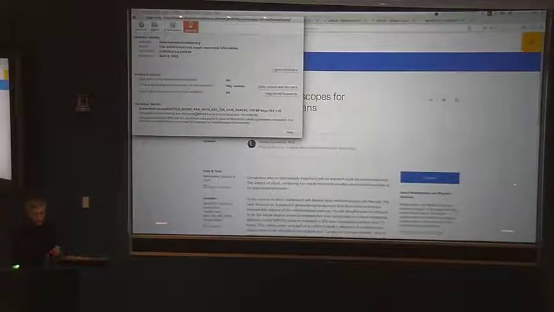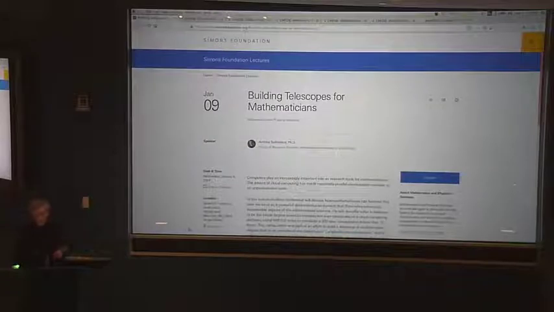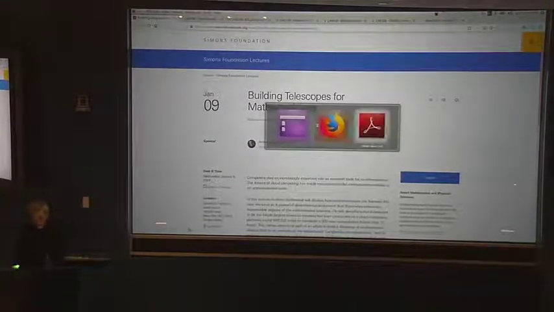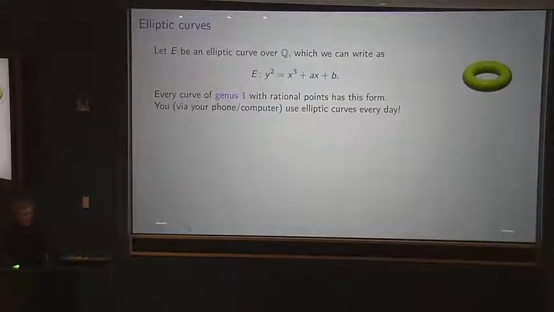All right, but that is drifting into another talk, so I will come back to the question at hand. But hopefully I've convinced you that elliptic curves are worth caring about, even if you're not a mathematician, you use them all the time.